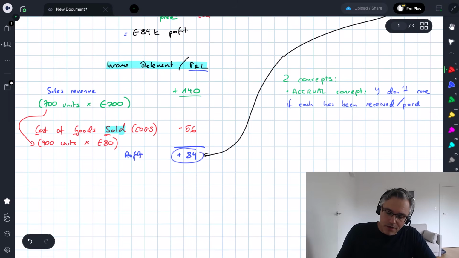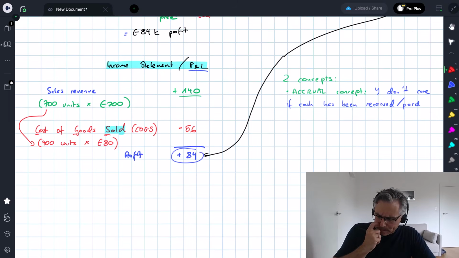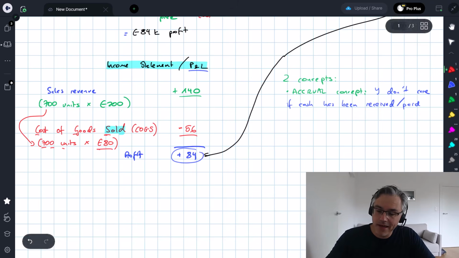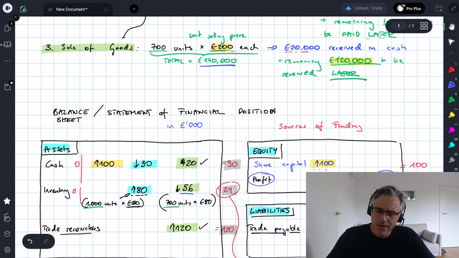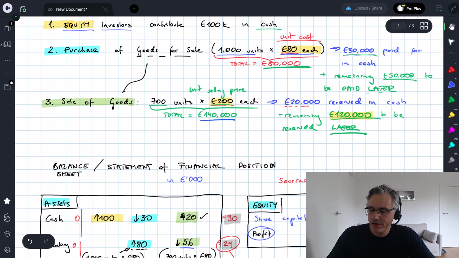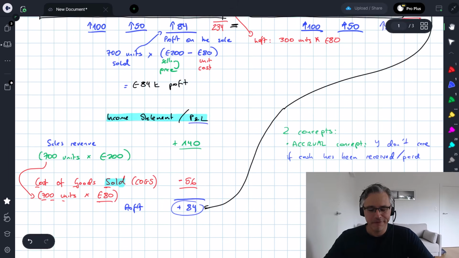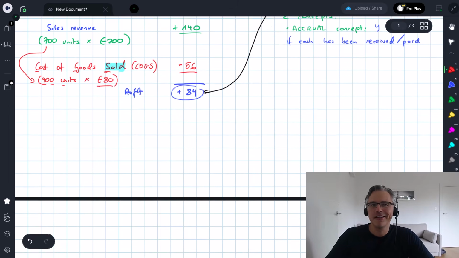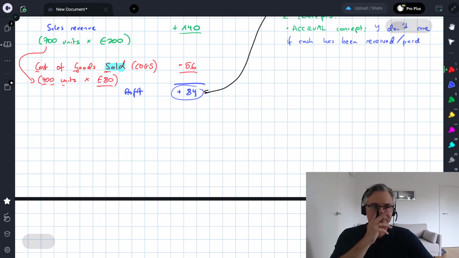And when I show you that my cost of goods sold was 56,000 because those 700 units that I sold were bought for 80, I'm really ignoring the fact that I haven't paid that money in cash yet, because essentially I've only paid 30,000 to the supplier and I still have to pay a remaining 50. So 56 is definitely not something that has left my cash account, depleted my bank balance. But the accruals concept says, we don't care.